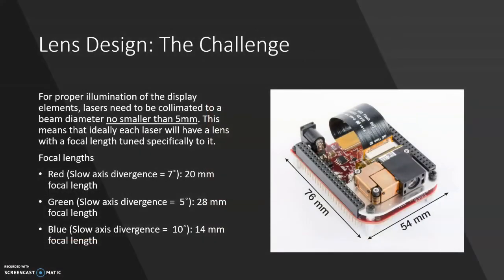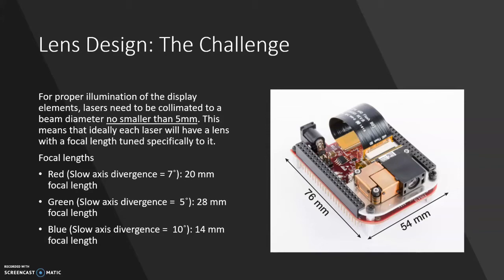As you can see, this module is actually quite small. The optical assembly is less than 2 inches across and about 1 inch long. The aperture size of this projector is only about 5 millimeters. That's the kicker. What that means is that we need to collimate our diverging beams to a diameter no smaller than 5 millimeters. Due to each laser output having its own divergence behavior, in an ideal situation, each laser would have a lens carefully designed to have a focal length appropriate to collimate all the light coming out. After some considerations and quick calculations, I planned on making the red lens 20 millimeters, the green lens 28 millimeters, and the blue lens a focal length of 14 millimeters.